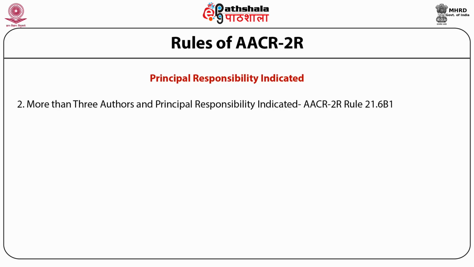More than three authors and principal responsibility indicated. AACR-2R rule number 21.6B1 discussed above will also be applicable on books written by more than three authors. However, as more than three authors are involved, and one of them is the principal author, the main entry will be made under the principal author and the added entry will be made under the first named author only.